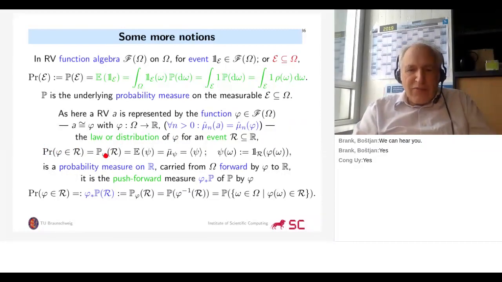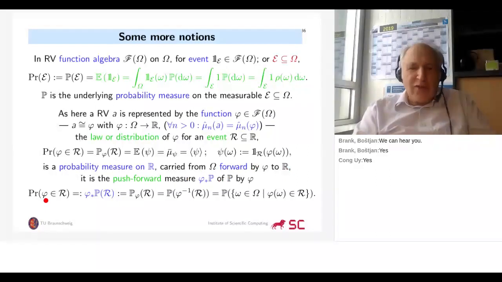The probability that phi is in R is the expected value of some function psi, and the function psi is just this indicator function of phi of omega. So phi is the random variable, and then this is the new random variable which takes the expected value. This is the law. This probability measure is called the law or distribution measure. So it's the probability measure on the real numbers and is carried from the set of all possible realizations forward by this mapping phi to R. And this is what in mathematics is called the push forward measure.